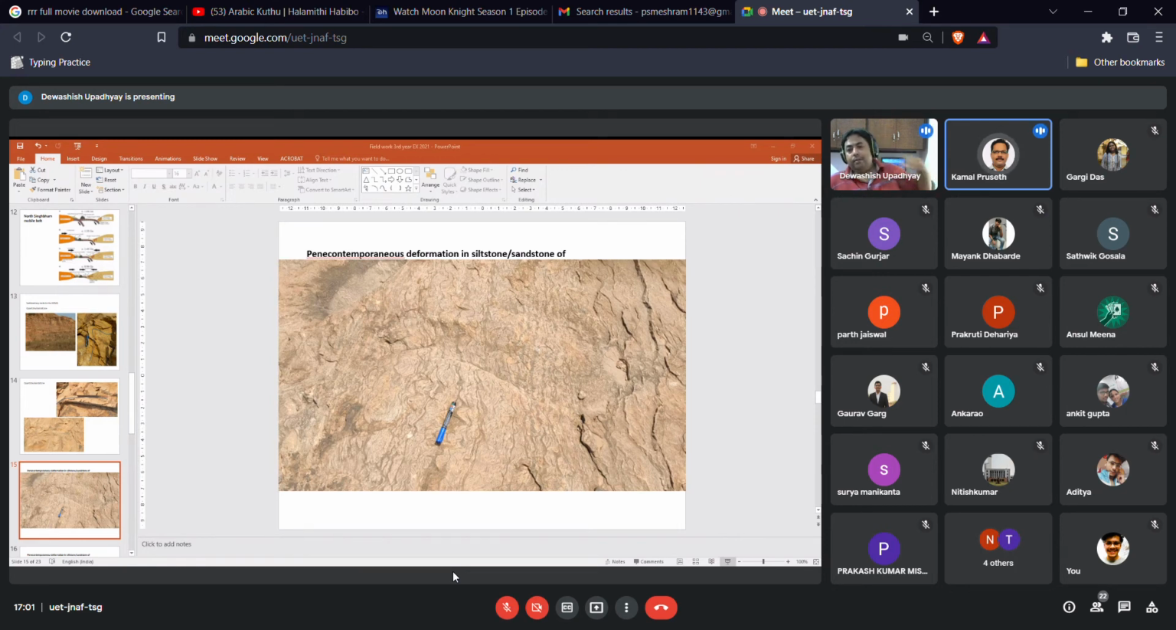This structure is called penecontemporaneous deformation. This happens when you deform a layer of sediment that is not yet compacted enough, just after deposition. It is still not a compacted rock. In that case, you deform it. Some parts slump, some parts get folded, and they slide past each other. These are thin sedimentary structures formed during sedimentation, before the rock had solidified.